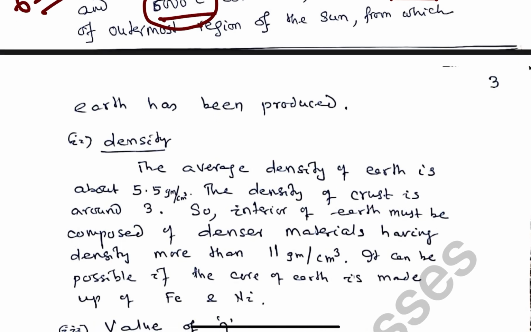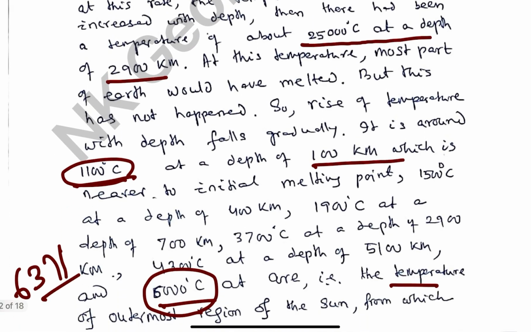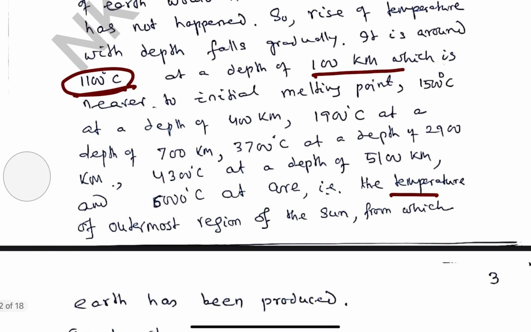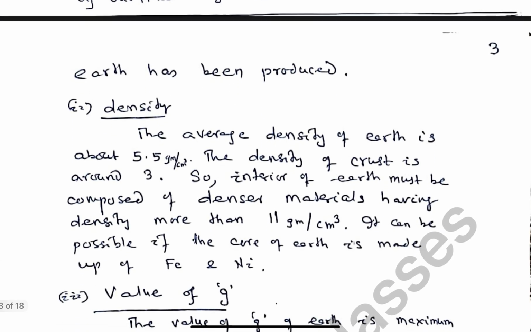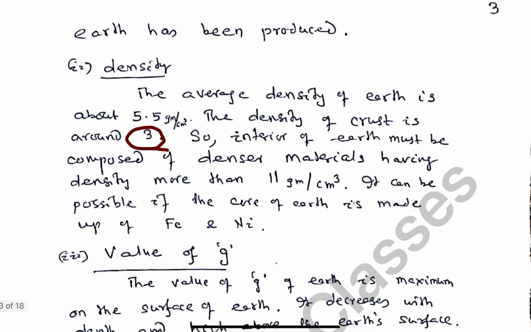Besides this temperature rise, we have the density. If we take into account the density of the earth, the average density of the earth is about 5.5 gram per centimeter cube, and if you take into account the density of the crustal rocks, it is around 3.